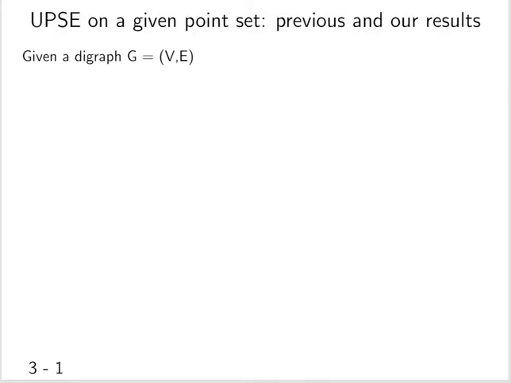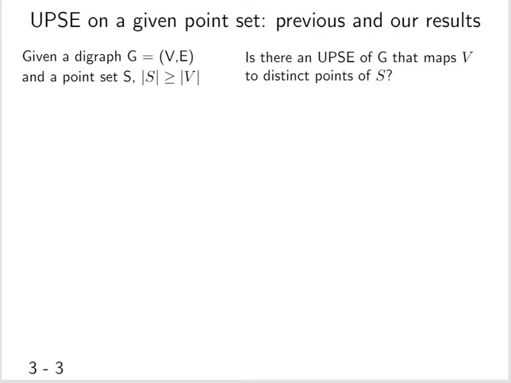What we consider in this work is a more specific question. If I give you a graph and a point set, can you find such a matching between the vertices and maybe a part of the point set? Because the size of this point set can be bigger than the size of the vertex set of the graph. So can you find such a mapping which would produce an upward straight line embedding? Of course, distinct vertices of the graph should be mapped to distinct points of our point set.